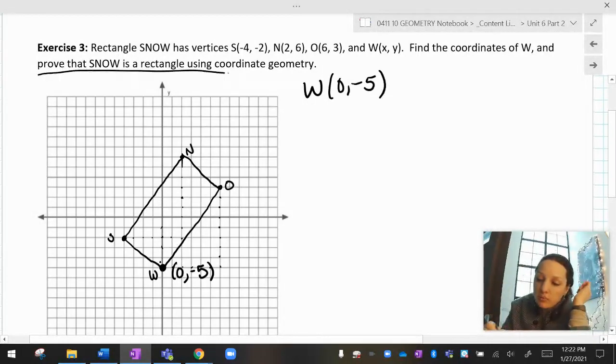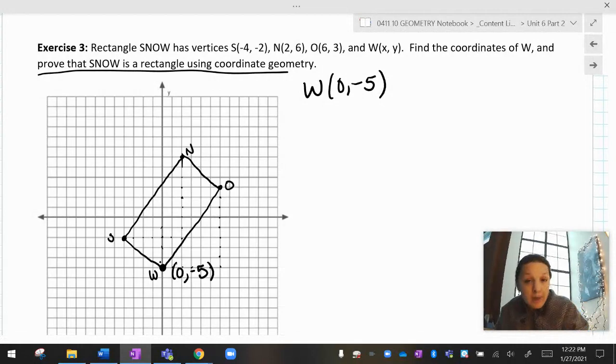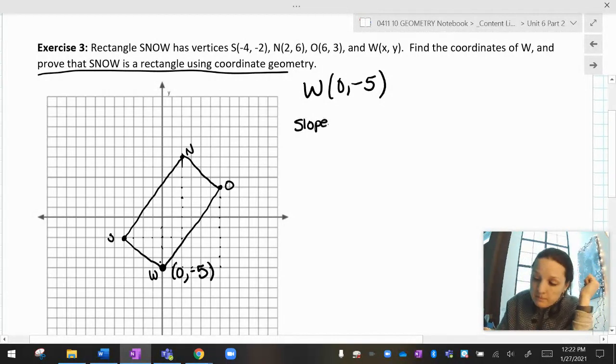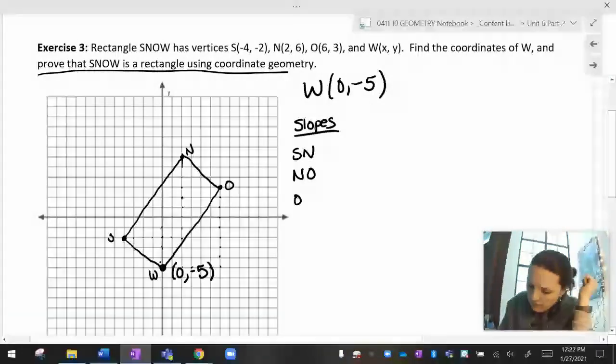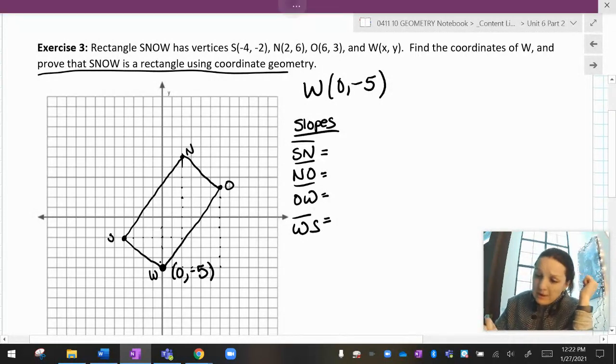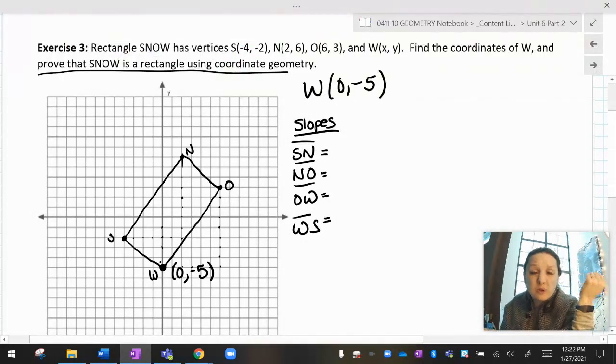And they want us to prove that SNOW is a rectangle using coordinate geometry. Well, if I flip back 2 pages, we would say I know something's a rectangle if it's got 4 right angles, which means we need to do 4 slopes. Fine. So my slopes, SN, NO, OW, WS. And again, I have a picture, so I'm just going to count my slope. I could use the slope formula, but why not count it?